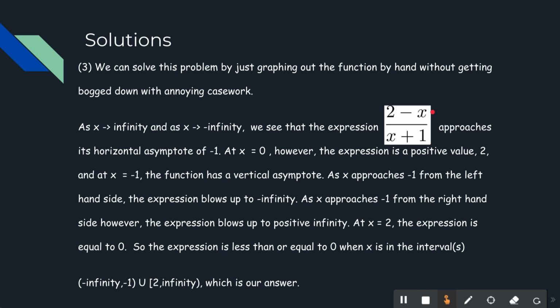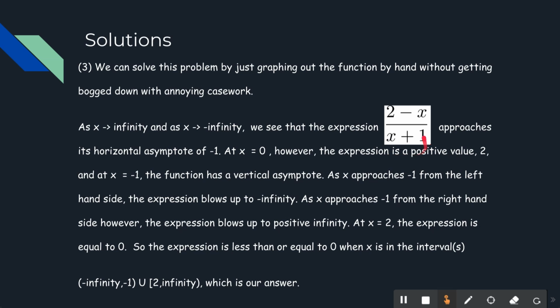After you find end behavior, you want to find the zeros in the graph and put the x and the y intercepts. So the y-intercept is at 0, 2, which is positive. And the x-intercept is at x equal to positive 2. We also have to know that this expression has a vertical asymptote at x equals negative 1.